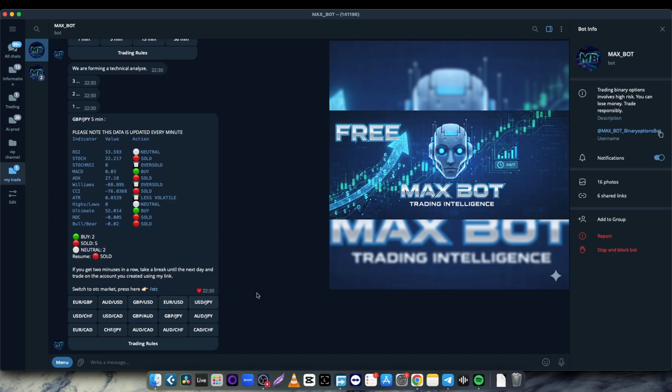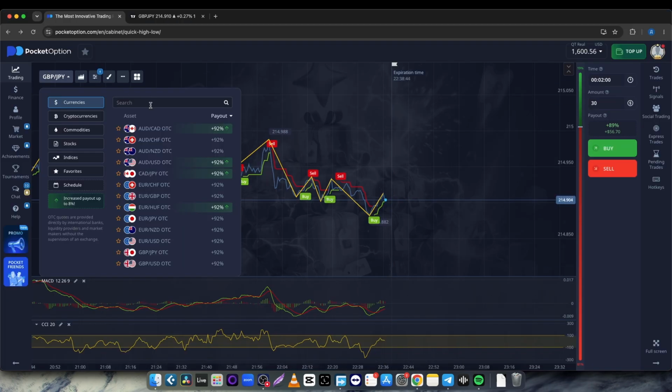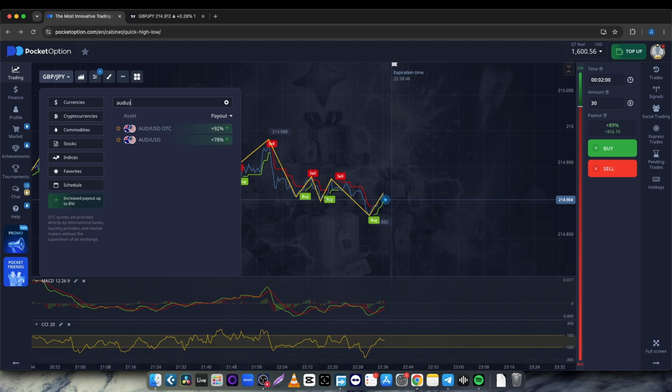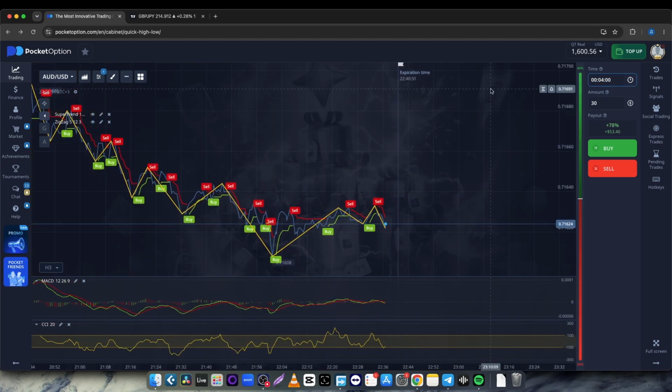Take a look at the bot's interface. First, I select a currency pair from the available list. For this example, I choose the Australian dollar and US dollar. After that, I open the Pocket Option platform and select the same asset there. Next, I set the trade duration to 5 minutes and choose an investment amount of $30. Everything is prepared and ready to go.